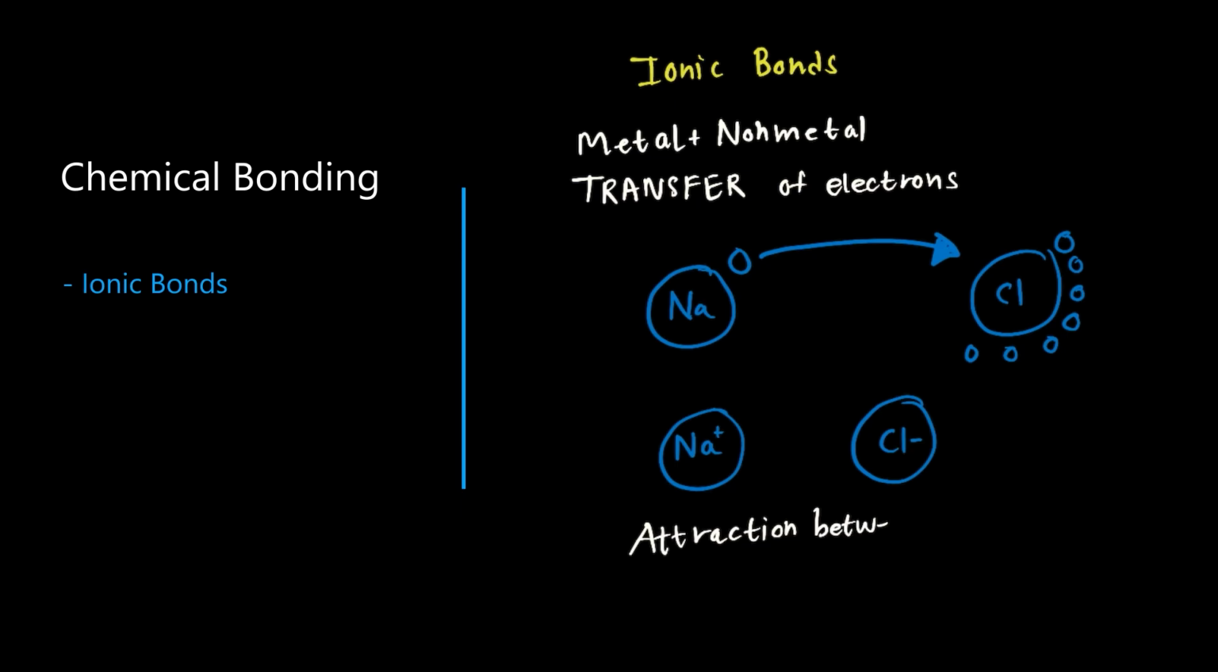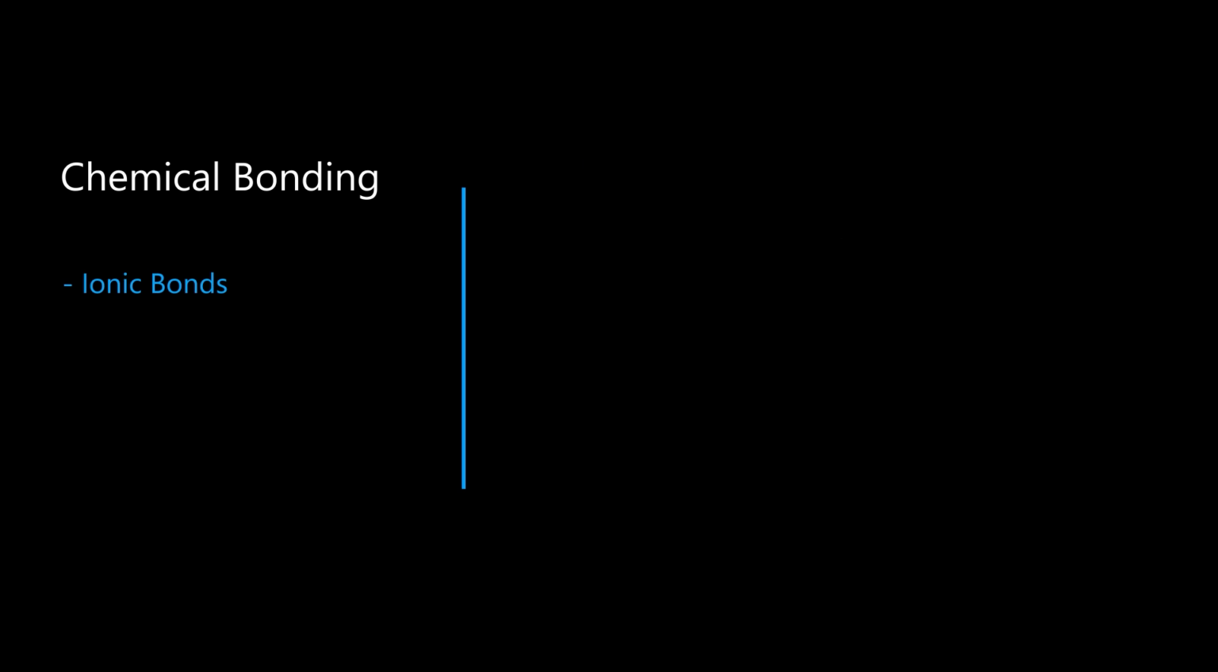Table salt, sodium chloride, or NaCl, is a classic example. A sodium atom transfers its one valence electron to a chlorine atom. Sodium becomes a positive Na+ ion, and chlorine becomes a negative chloride ion. These ions then form a crystal lattice structure.